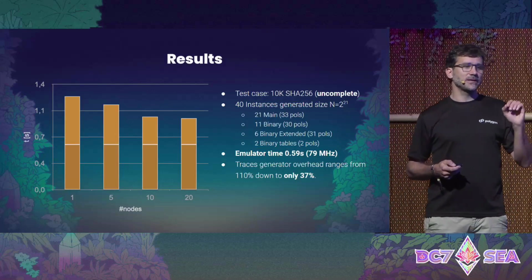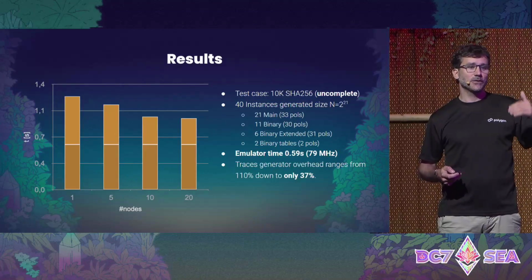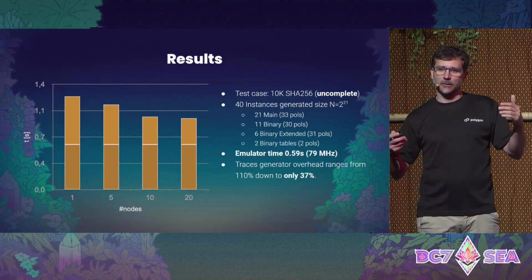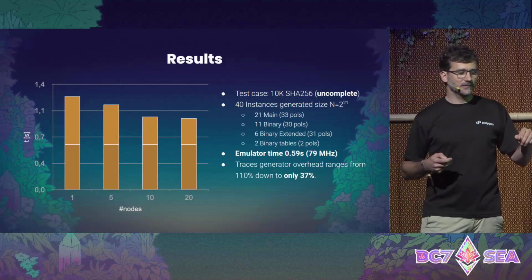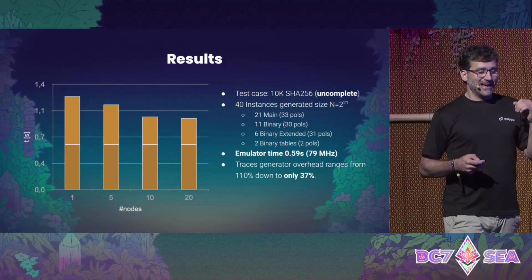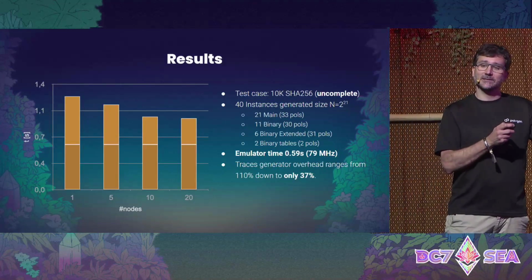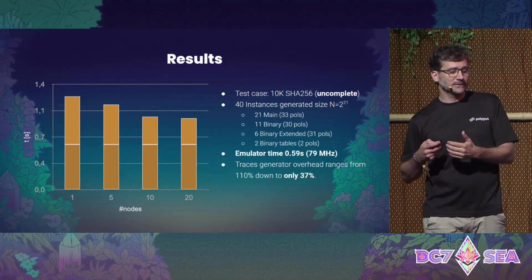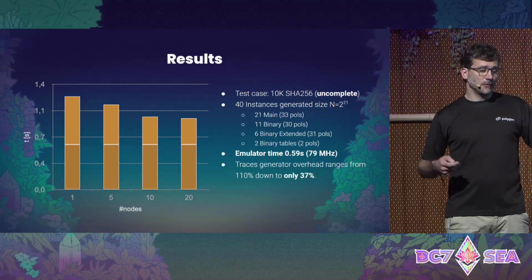Now, if we consider as a reference the emulation time, which is executing the program without generating any trace, not even the minimum trace, the time is 0.6 seconds for this program. This means that our speed is about 80 megahertz, okay? The overhead of generating the traces, with one instance, with one compute node, is about 100%, so we are doubling this time, down to 37% on bin computing nodes. So we are going really down.